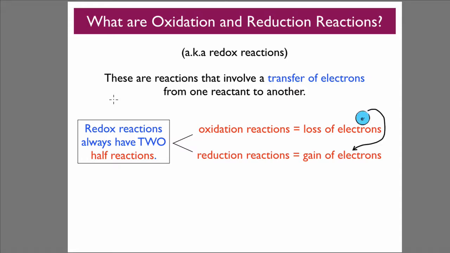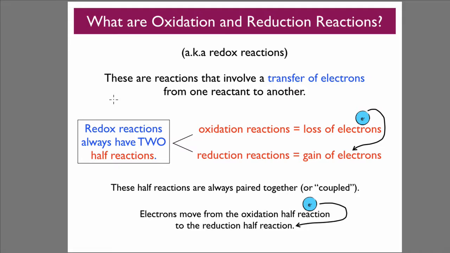You can see the oxidation reactions are going to give electrons to the reduction reactions. This makes sense since oxidation reactions are losing electrons. These half reactions are always paired together, or coupled. Electrons move from the oxidation half reaction to the reduction half reaction.